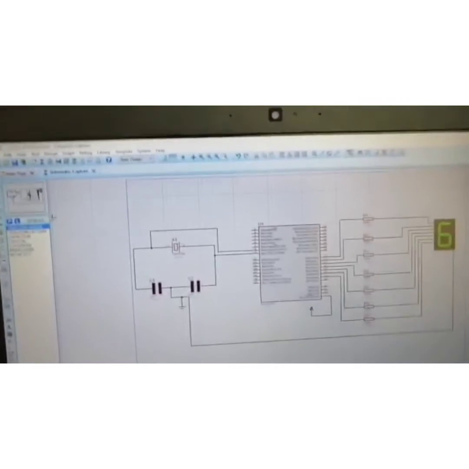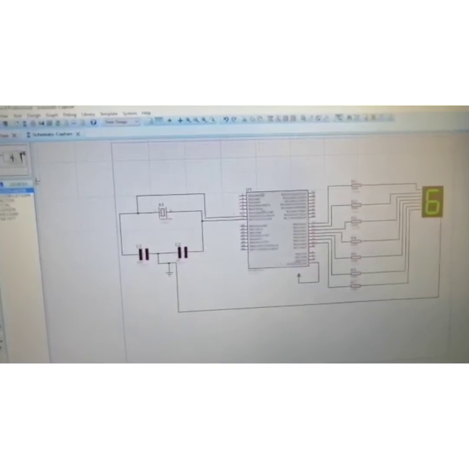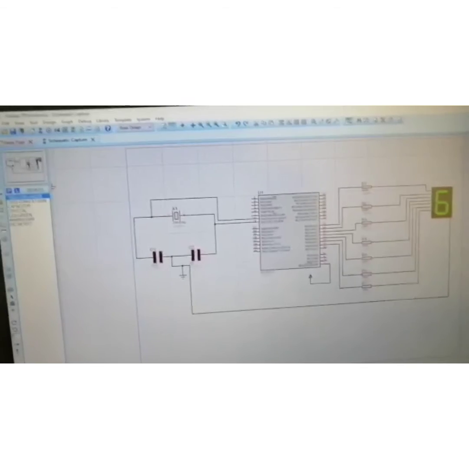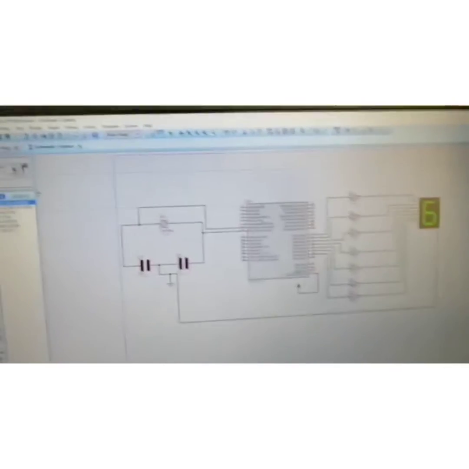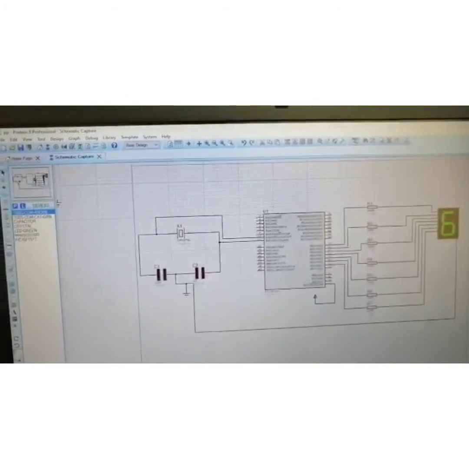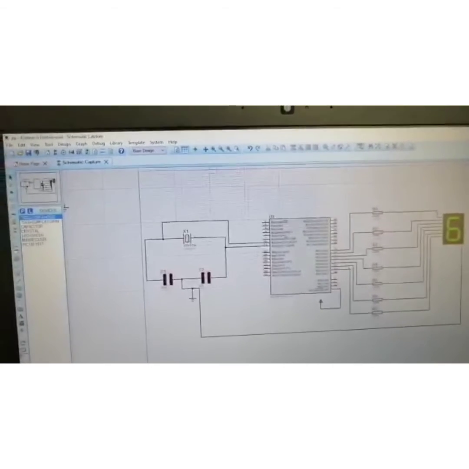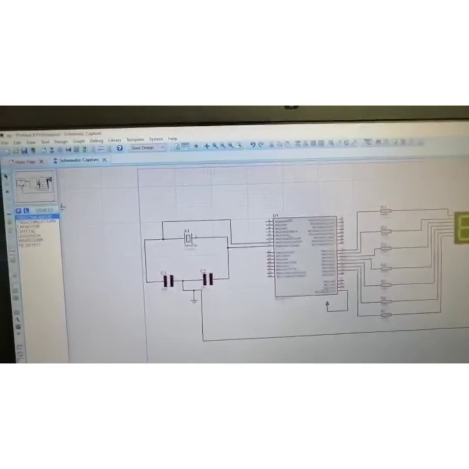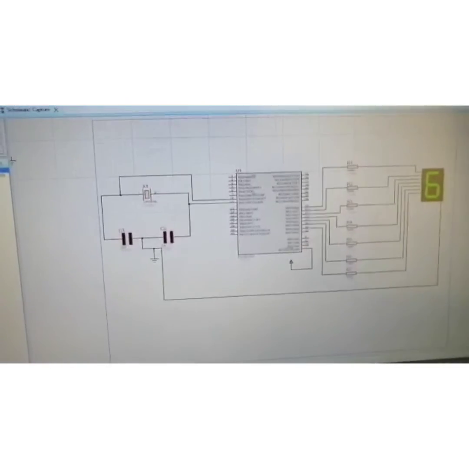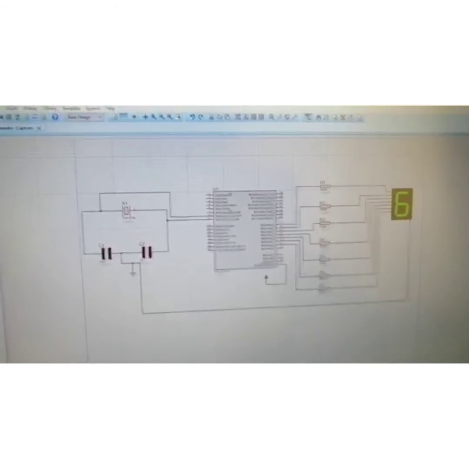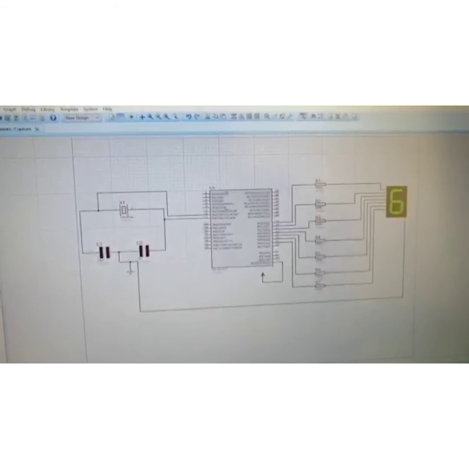As you can see, we can use this in our daily life. For example, we can use this as a timer. It will be very beneficial for everyone in daily life. We can use this as a stopwatch too. That's all for our circuit diagram using Proteus.